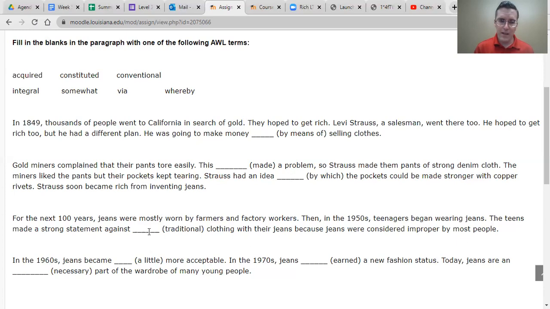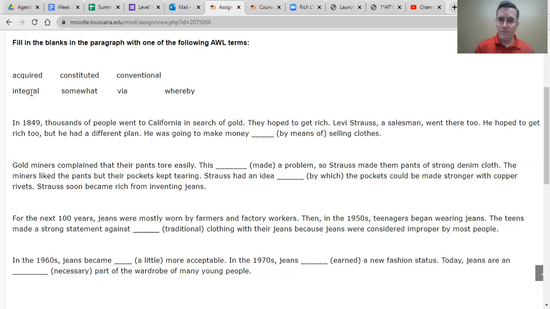Then the next blank here, we're looking for a word that can replace traditional. The teens made a strong statement against traditional clothing. Okay? Traditional is an adjective and it has that AL ending. That's very common for adjectives. And we see it here, I have two of them, conventional and integral. I have two adjectives to choose from with that AL ending.